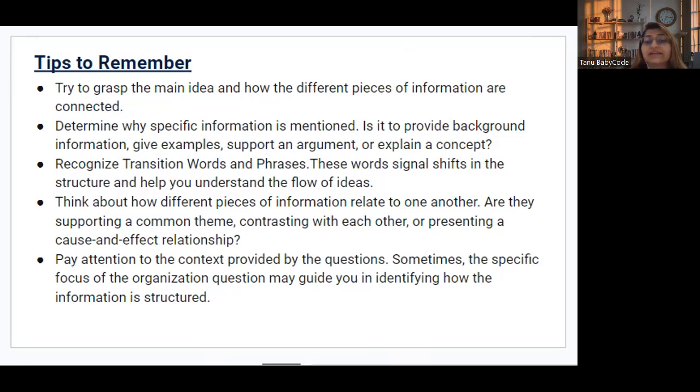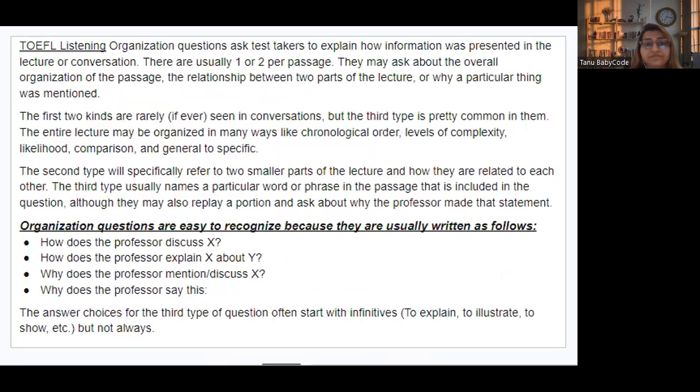Pay attention to the context provided by questions. Sometimes the specific focus of the question helps guide you in identifying how the information is structured. Now, TOEFL listening organization questions ask the test taker to explain how information was presented in the lecture or in the conversation. There are usually one or two per passage, and they may ask you about the overall organization of the passage, the relationship between two parts of the lecture, or why a particular thing is mentioned. The first two kinds are rarely seen in conversations. The third one is pretty common.